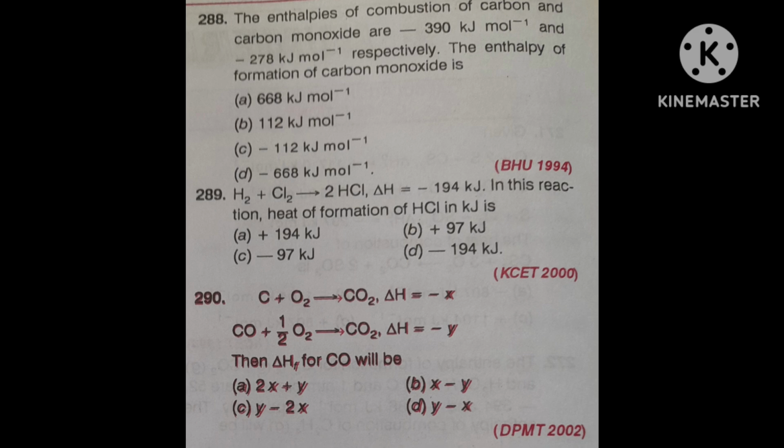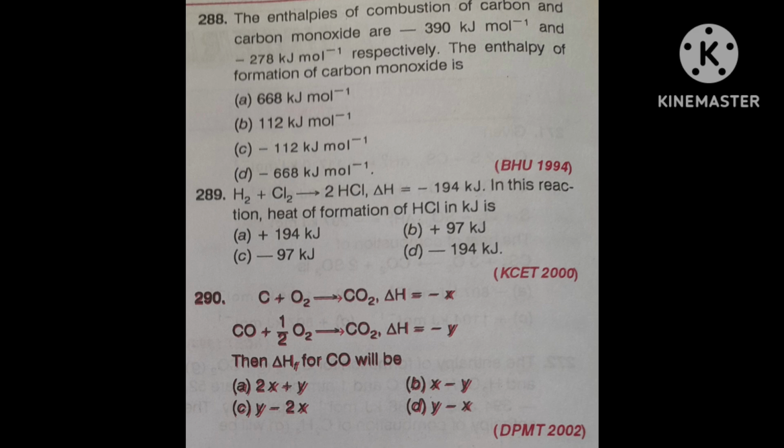First reaction C plus O2 gives CO2, and its delta H value is minus x. And second, CO plus half O2 gives CO2, delta H minus y. This is the same as today's first question that I discussed, only the values are different. Here they have not given values, only minus x or minus y is written.